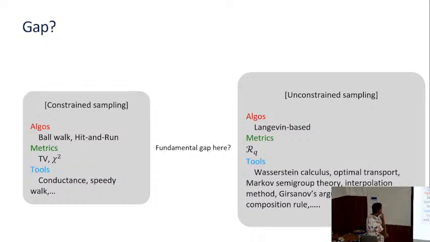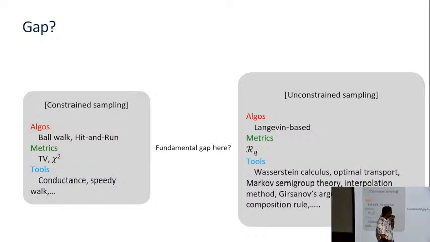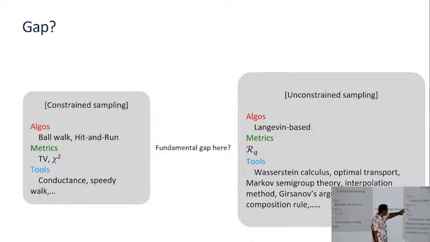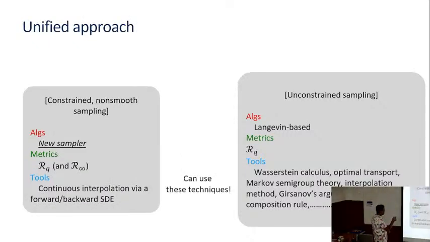So, there seems to be this gap, right? The classical literature on the algorithm side gives you metrics such as TV and chi-squared, and uses conductance and speedy walk. And then there's the continuous-based analysis, which gives you stronger guarantees. We saw KL, but you can get RQ, and it's based on diffusion, and it uses a different set of tools, it seems. So is there a gap here? The main point is that, in fact, we can bridge this. I'll show you this new sampler.